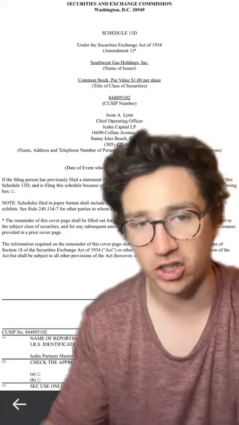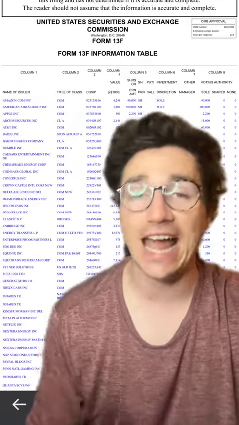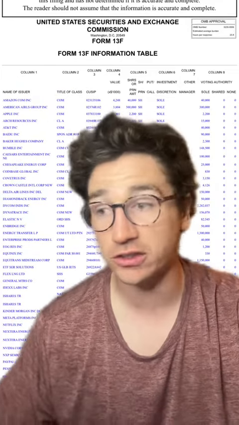Forms 3, 4, and 5 are filed by insiders to disclose their ownership of the stock, and Form 13D is when an investor buys more than 5% of a company's stock. This is often the form that helps people find out when an activist investor takes a large stake in a company. The Form 13F is filed by institutional investors to disclose their holdings.